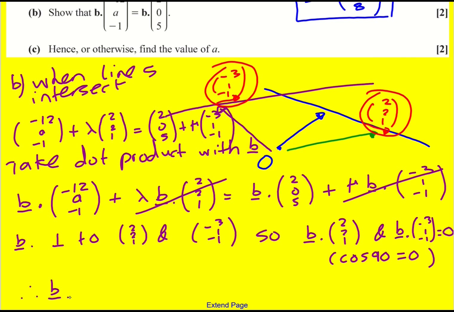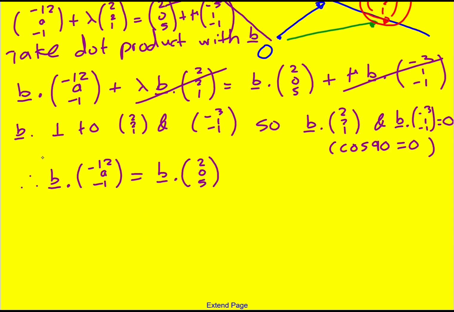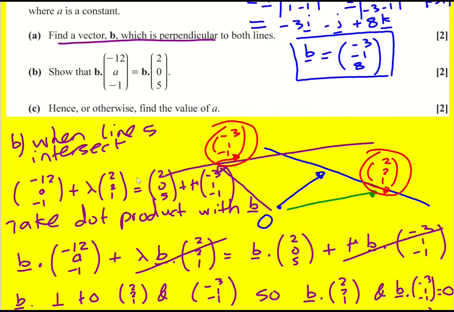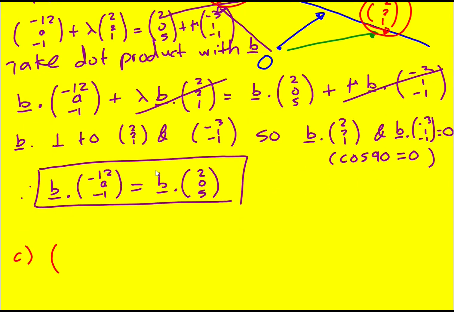Therefore, b dotted with minus 12, a, minus 1 must equal b dotted 2, 0, 5. I've got to be honest, when I did this question, I went ahead and expanded the dot product, and then I realized, oh, you know what, I'm doing part C. So if you do it in a different order, don't worry about it. But this is what we've got to do now. Okay, so remember, I know what b is, in fact. I can just sub in. We've got our minus 3, minus 1, 8.